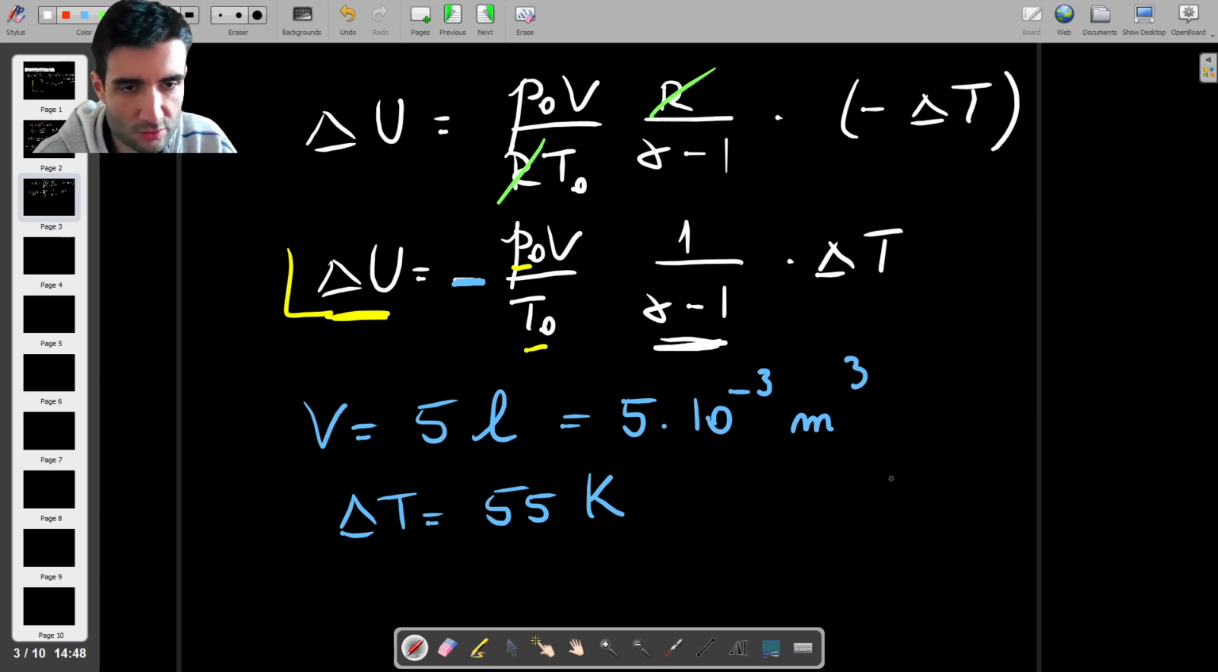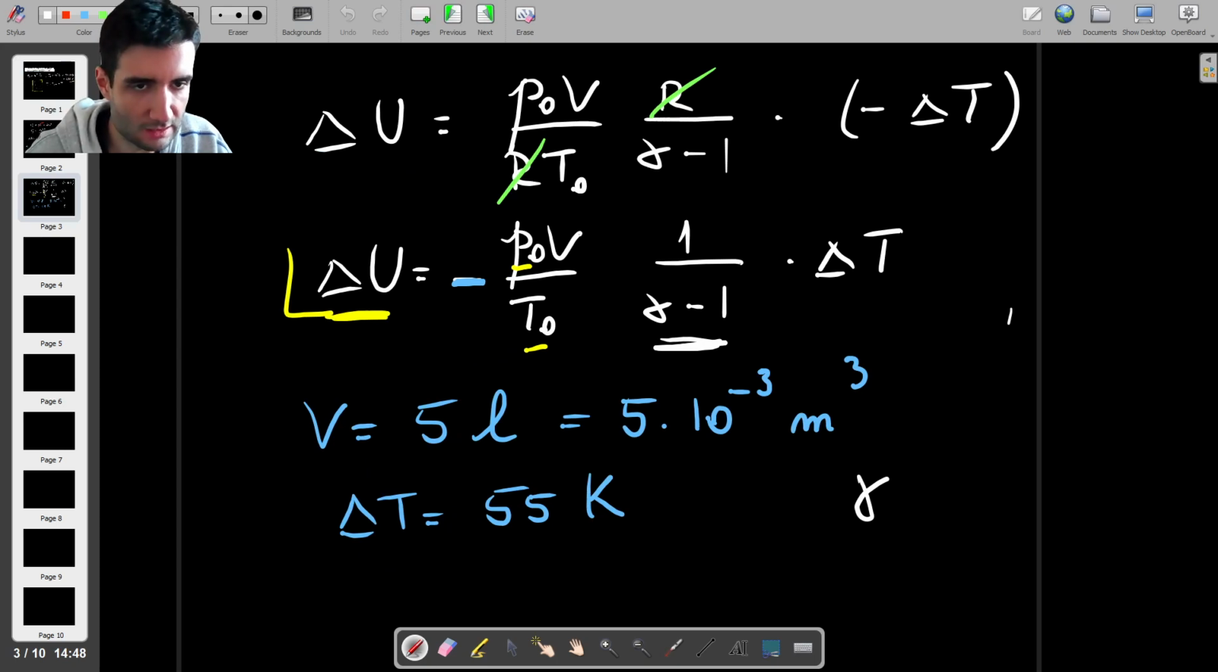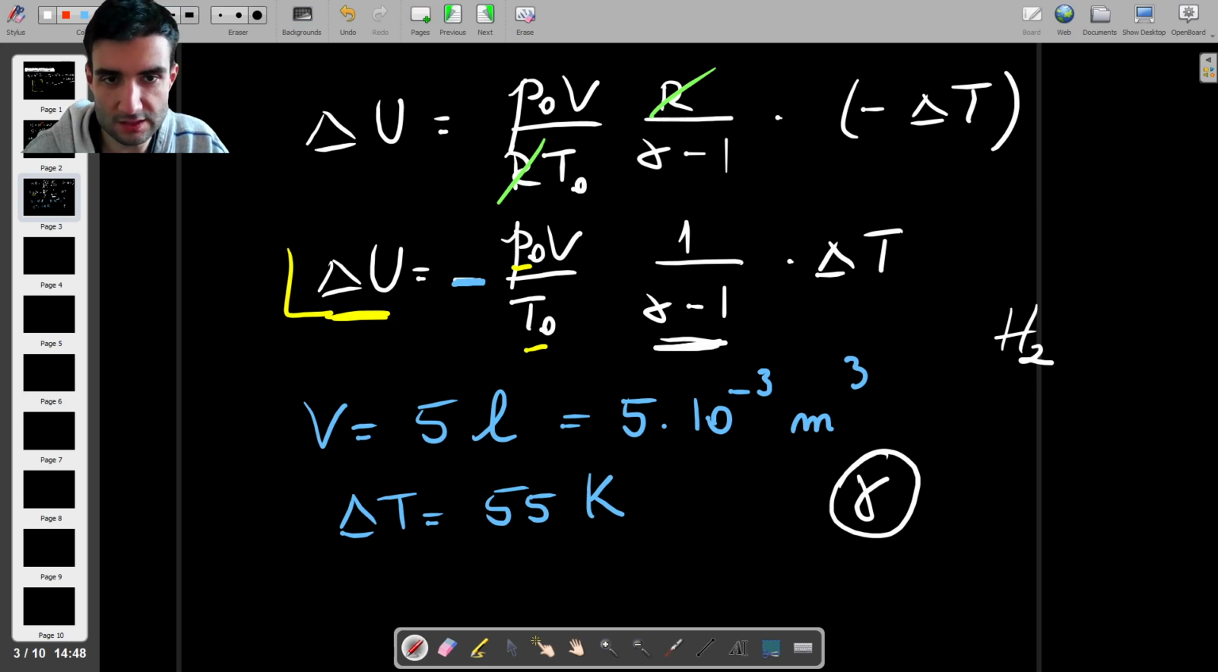And the only other thing left to do is to look at gamma, right? So gamma is the same as the gamma for a diatomic gas, because we're dealing with hydrogen. Hydrogen is H2. So you can use a table and you can find out what gamma is for hydrogen in this case, and just don't use the 1.4 value for air because it's a different kind of gas. But if you know gamma and if you put all the numbers into this equation, that should give you the value for delta U.